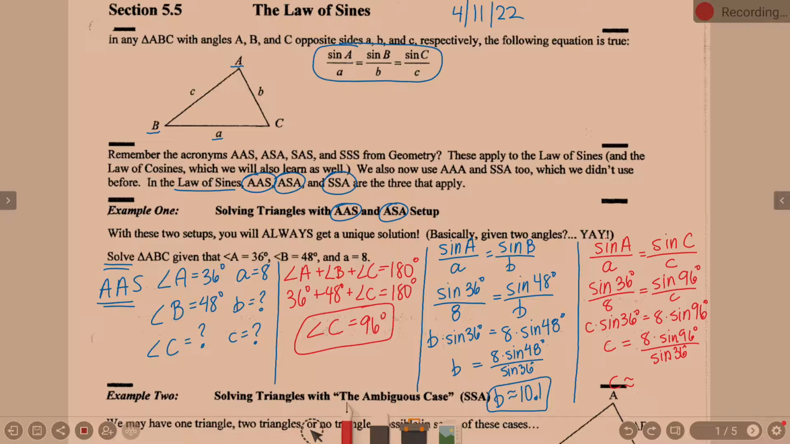I encourage you to try the calculator at some point. I know it's easy stuff on the calculator, however, mistakes can also be made. 8 times sine of 96 divided by sine of 36. Right there, just kind of trying to demonstrate that, okay, I don't have to use a fraction bar, right? I'm just dividing by the sine of something, so I'm just dividing by one quantity. So approximate answer of 13.5.